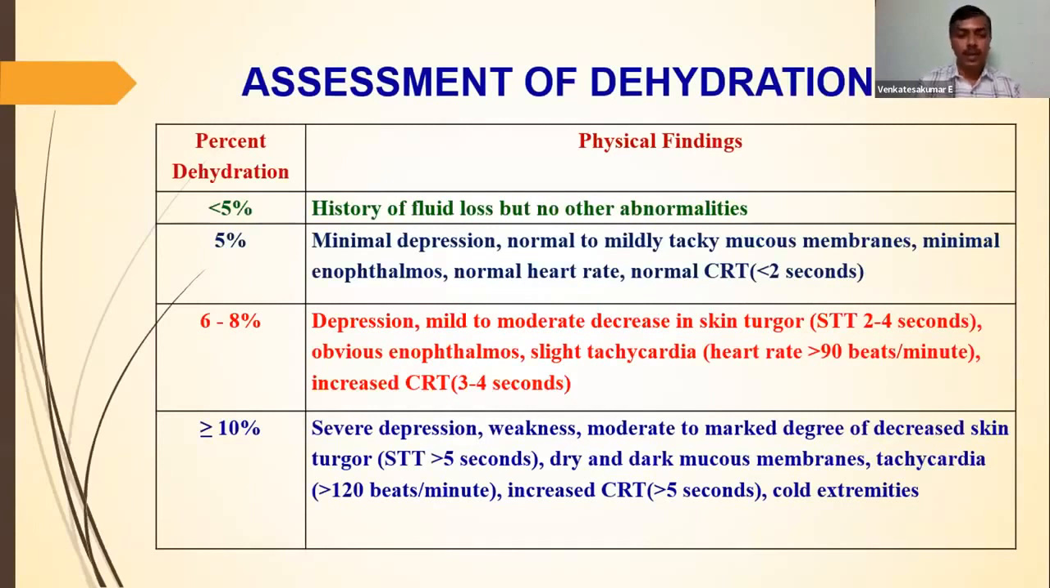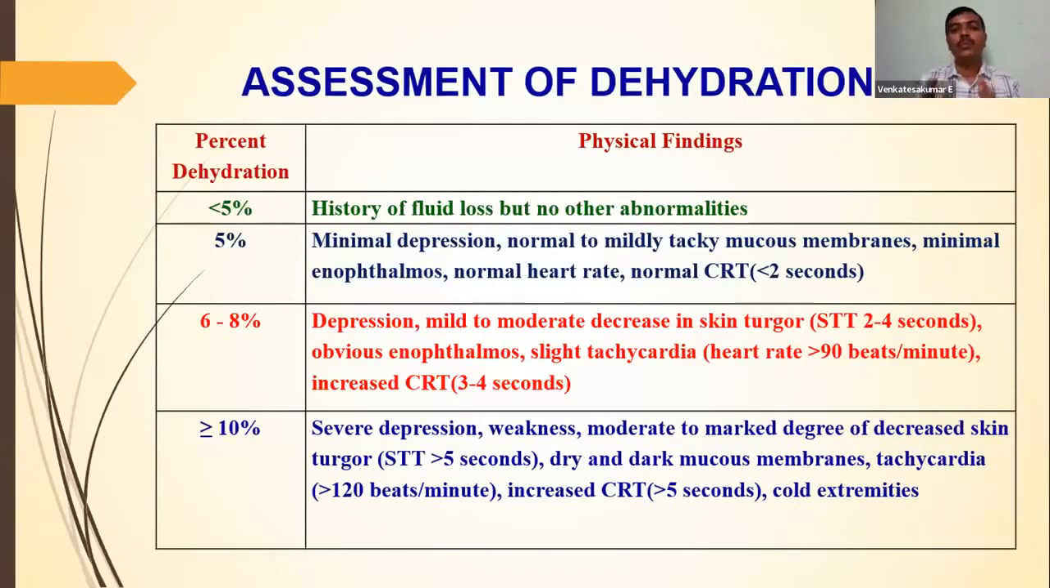The animal will be dull and depressed, with a moderate decrease in skin turgor. That is, skin tenting will be 2 to 4 seconds, with obvious enophthalmos and slight tachycardia. Tachycardia is just an increase of the heart rate due to dehydration. And capillary refill time is also going to be more than 2 seconds; 3 to 4 seconds is recorded at 6 to 8% dehydration.